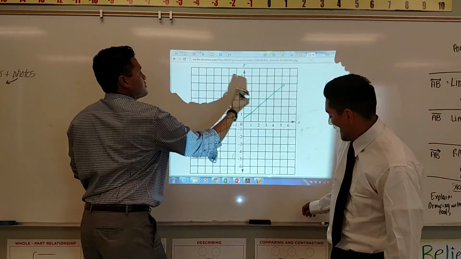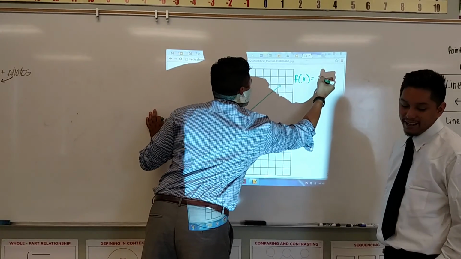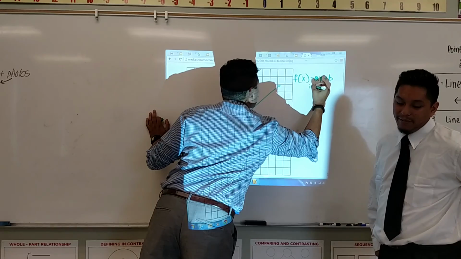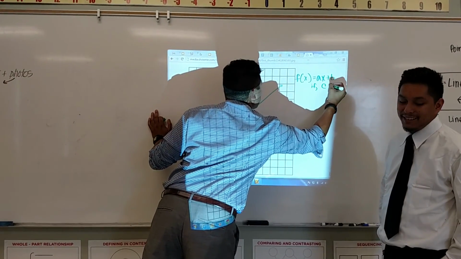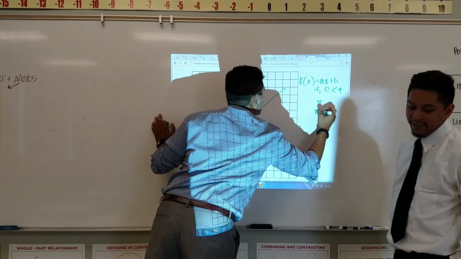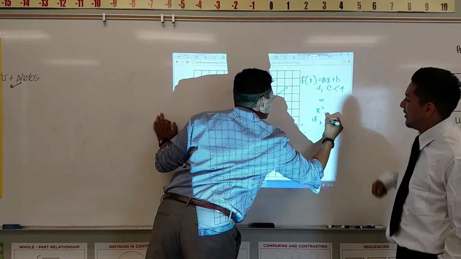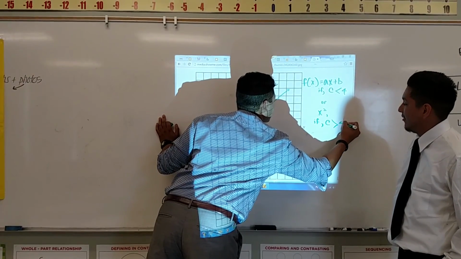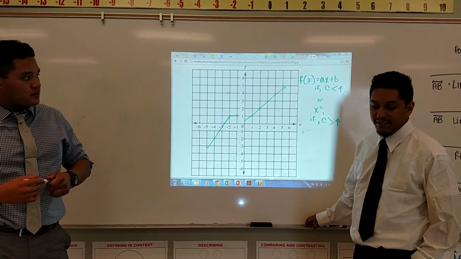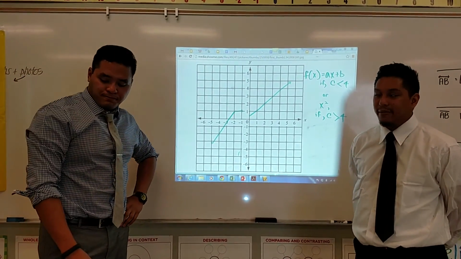An example of the formula would be f of x equals ax plus b, but only if x is less than 4. If it's greater than 4, then we're going to use the x squared instead. And so you'll be able to see that it'll have a break in the function. And so those are the 5 families we wanted to go over with you guys.